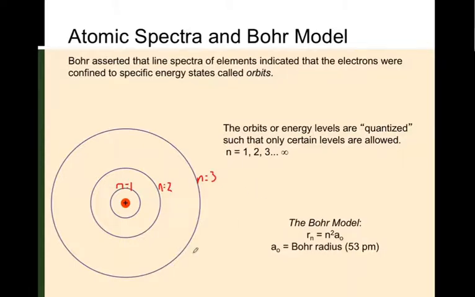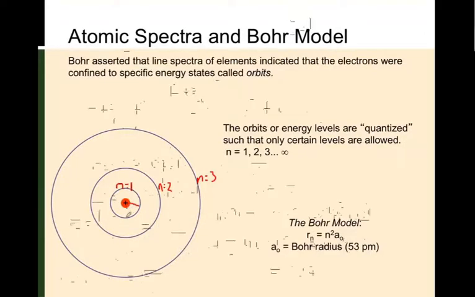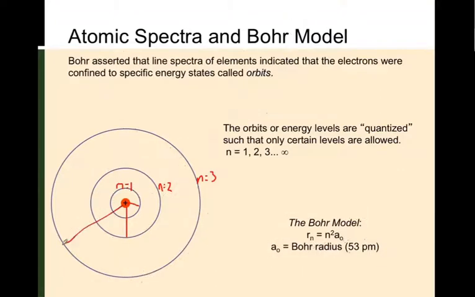So this model is actually reasonably good at this point. The Bohr model also contains an empirical relationship for the radius, how far the electron is from the nucleus. So how far is this distance?